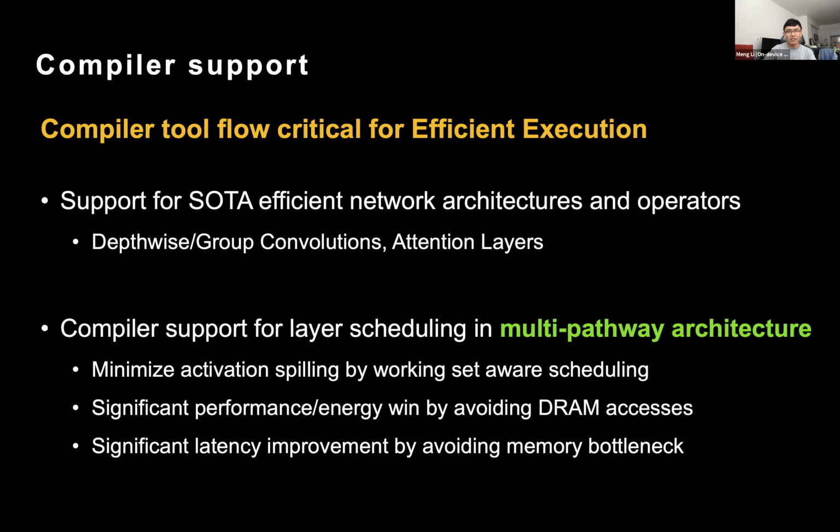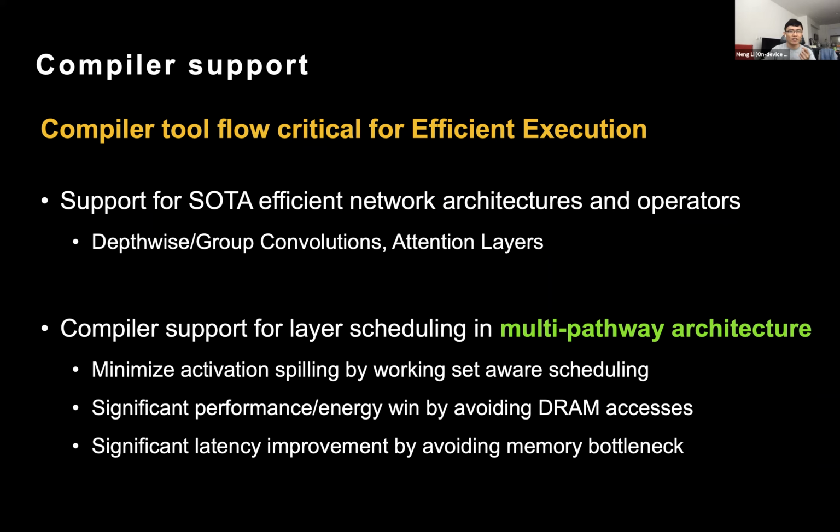So one extra thing I want to talk about is the compiler support. The compiler tool flow is actually quite critical for efficient execution. On one hand, the compiler needs to support state-of-the-art efficient network architectures and operators. This includes, for example, the depth-wise and group convolutions that are widely used in MobileNet series or Inception networks, as well as the attention layers that are used for transformers.